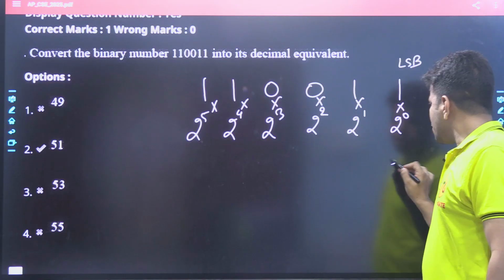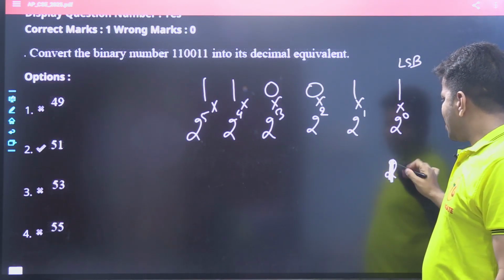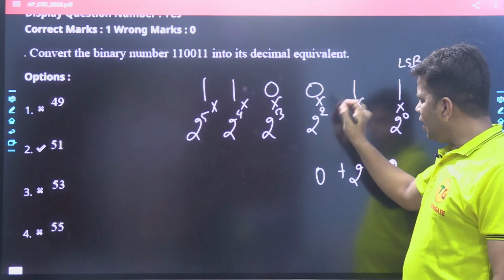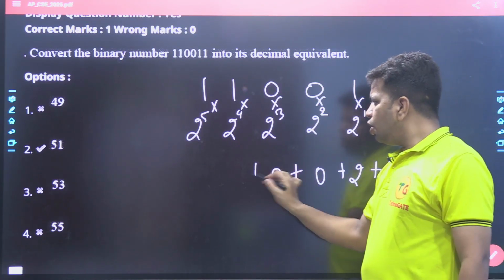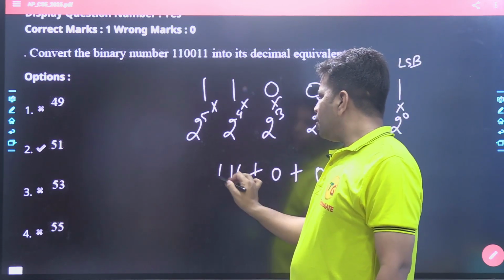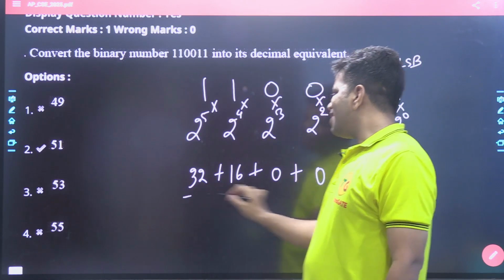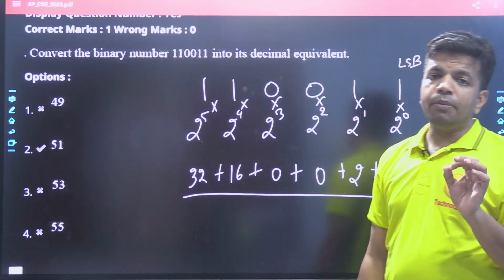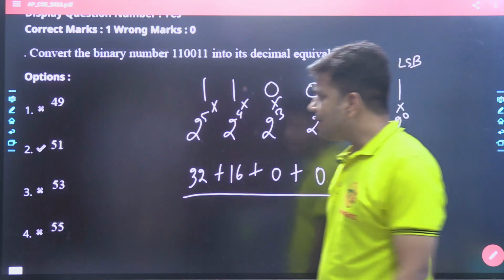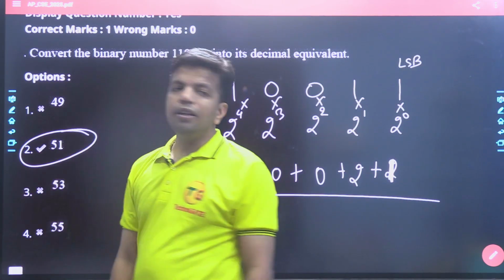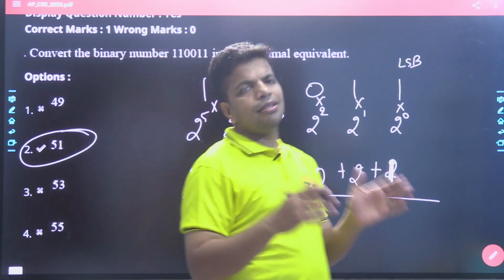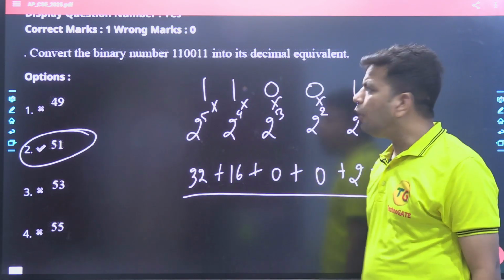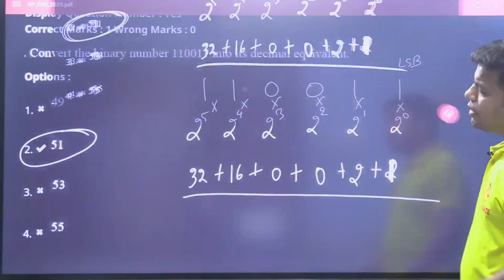So this is 2 raised to 0, this is 1, plus 2 into 1 becomes 2, plus 2 into 0, 2 square into 0, 0, 2 cube into 0, 0, 2 raised to 4 is 16, 16 into 1 is 16, 2 raised to 5 is 32, 32 into 1 is 32. Just take the addition of this, that would be your answer. So 32 plus 16 becomes 48, plus 2, 50, plus 1, 51. So the second one is your answer. You can go with 51. Okay, so this is simply the process of converting a binary number to a decimal number. Are you getting that point? Let's see the next question.